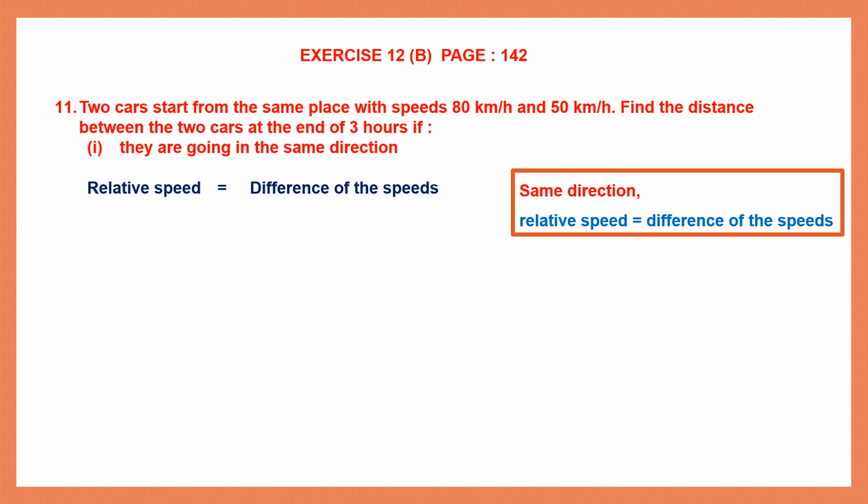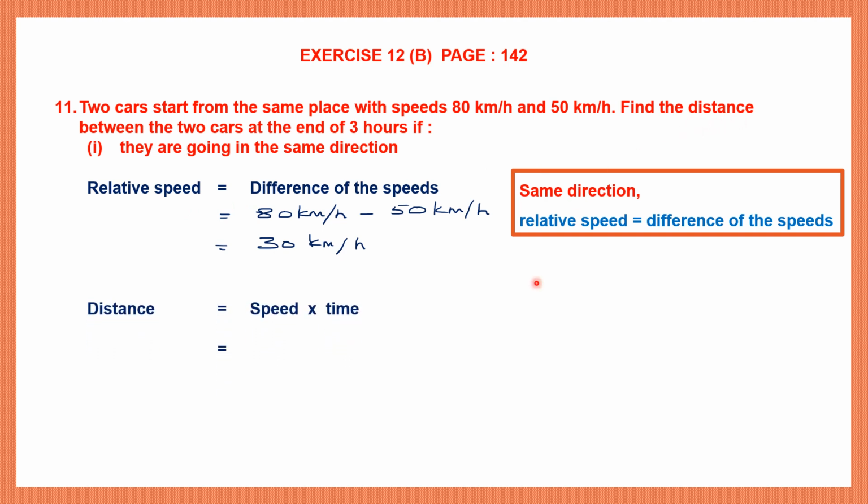So difference of the speeds means we have 80 kilometers per hour, the first car, and then we have 50 kilometers per hour. So we subtract both. When you subtract 80 minus 50, you get 30 kilometers per hour. So now that we have found the relative speed, we can find the distance. Distance is speed into time, and speed is 30 kilometers per hour. So 30 kilometers per hour into time is 3 hours. Both are in hours, so there's nothing to worry.